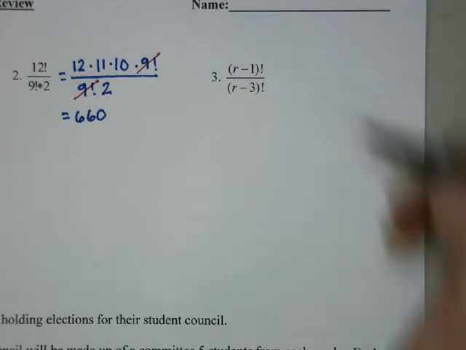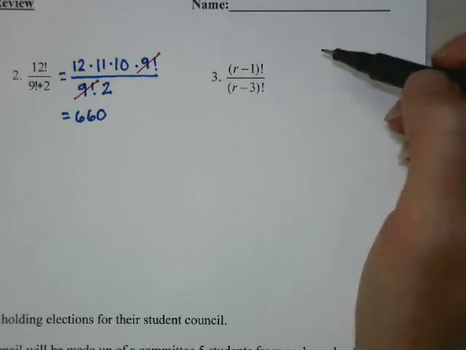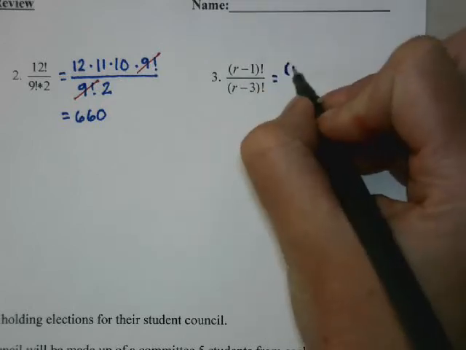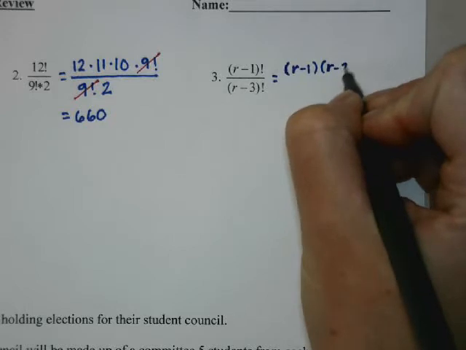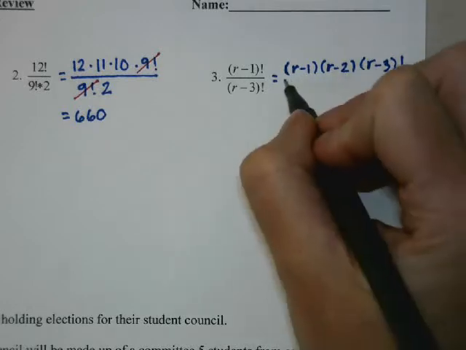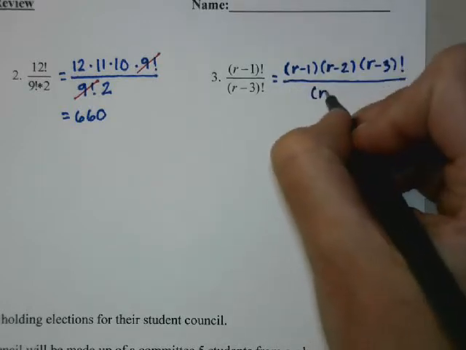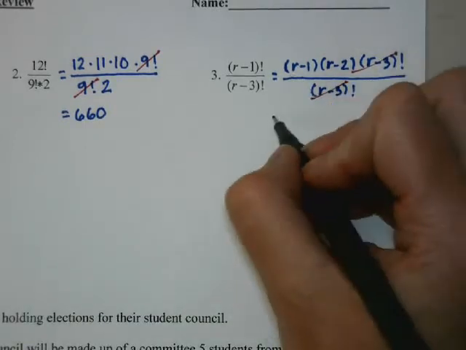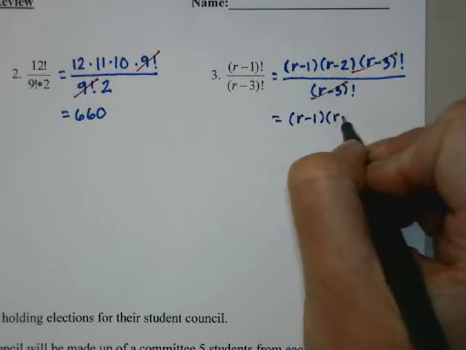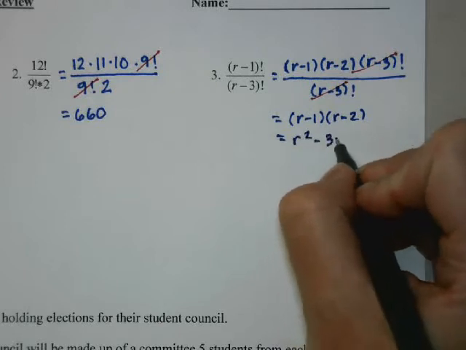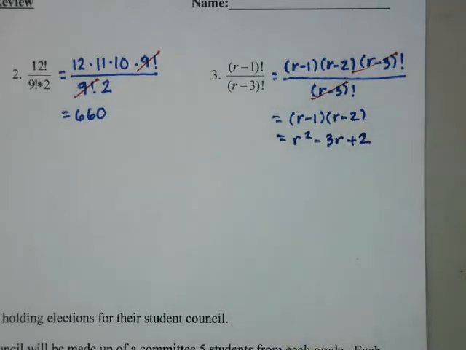This one we're going to do the same thing, it's just with variables. So I'm going to take the bigger one, which is going to be the top one, and write it in terms of the smaller one. So this one's going to be r minus 1 times r minus 2 times r minus 3 factorial over r minus 3 factorial. Okay, which leaves us with just r minus 1 times r minus 2, which you can leave like that, or you can FOIL it, which would be r squared minus 3r plus 2.